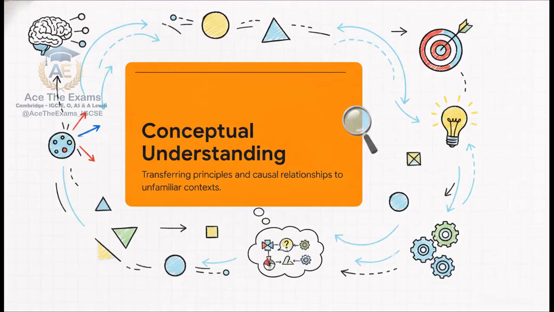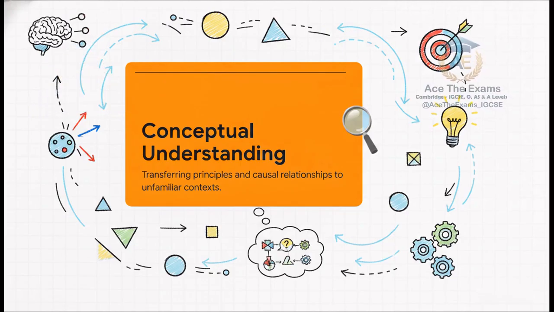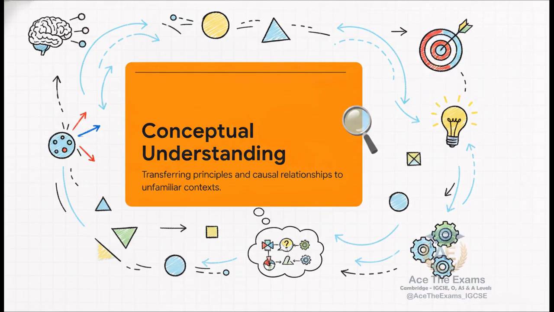So look at this definition of connected conceptual understanding. This is where we start transforming those red pen marks into green check marks. Cambridge examiners reward candidates who can transfer fundamental principles, precise mathematical definitions, and causal relationships into completely unfamiliar, context-based problems. Rote memorization literally fails here.